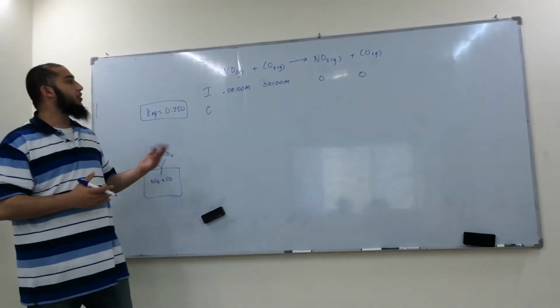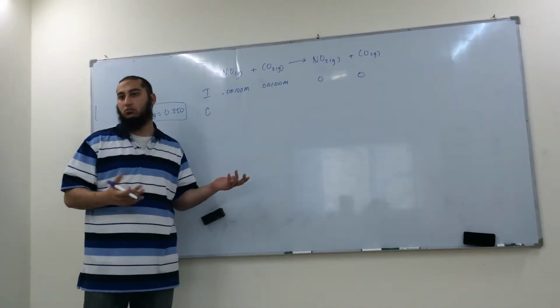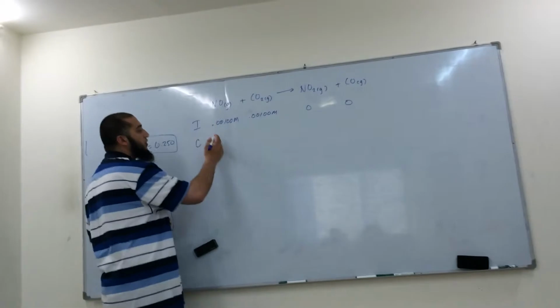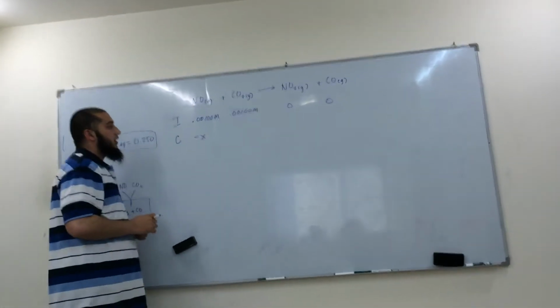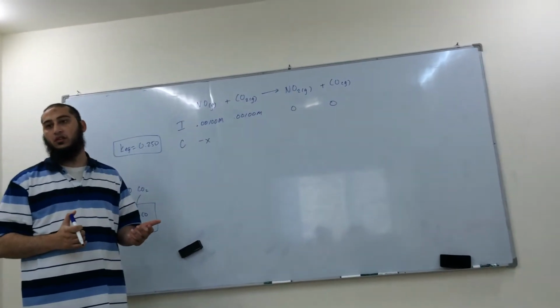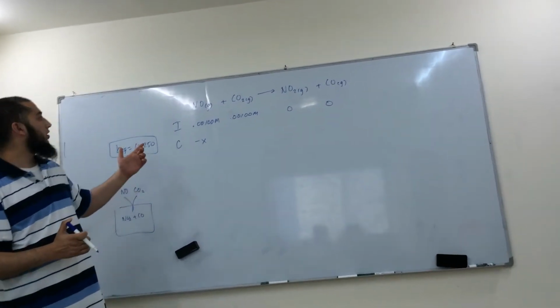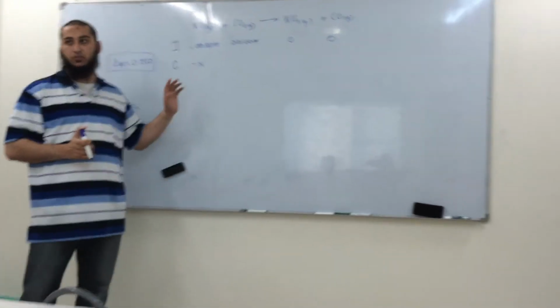Now, how much will it decrease by? Do we know? No. We have no idea. So let's just give it a variable. Let's just say that NO decreases by X. Now, what is NO reacting with? CO2. And was this balanced? Yes, balanced. Okay, so we've got to make sure it's right.